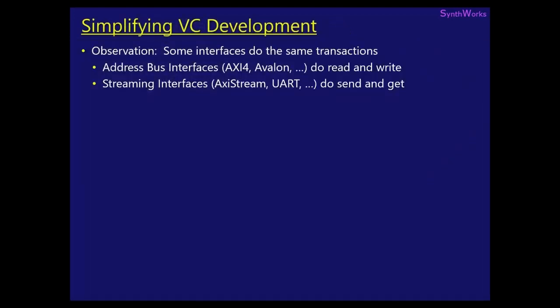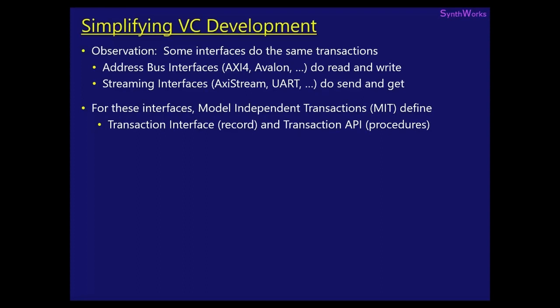Okay, now, how do we simplify our verification component development? Well, first, an observation. Some interfaces do the same sort of transactions. Okay, and we've classified two so far, and we're open to hearing about more if you have ideas. But this is what we've got. Address bus interfaces, or if you prefer, memory mapped interfaces, such as AXI4, Avalon, Wishbone. They do things like reads and writes. Okay. Streaming interfaces, such as AXI Stream or UART, do things like send and get across the interface. And for that type of stuff, OSVVM has defined a library that we call our model independent transactions that define the interface and the transaction API.